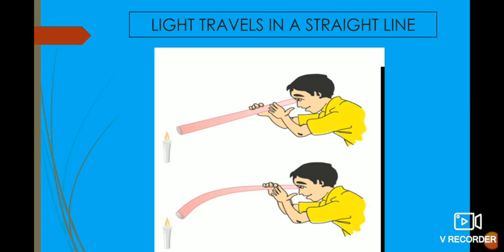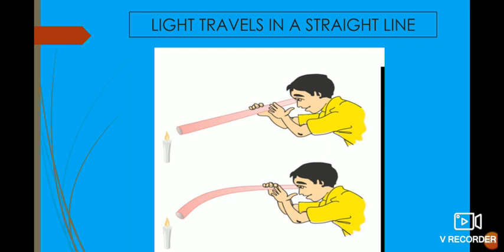So as the rays and the beam suggested, light travels in a straight line. This is a very important property of light. Light always travels in a straight line. How can you prove it?